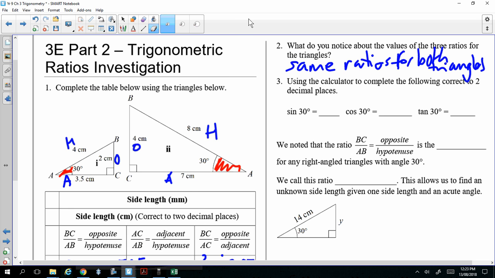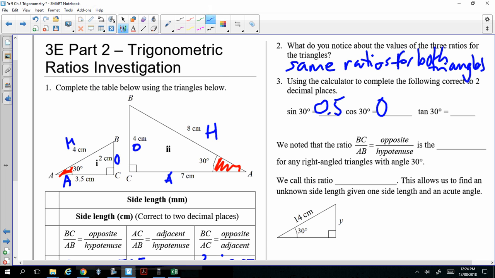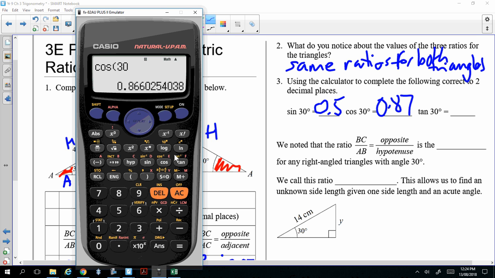So write 0.5. You just type in sine 30. What does that mean? Well, we're going to know what that means soon. Let's work out cos 30. 0.87, and then tan 30 is 0.58.